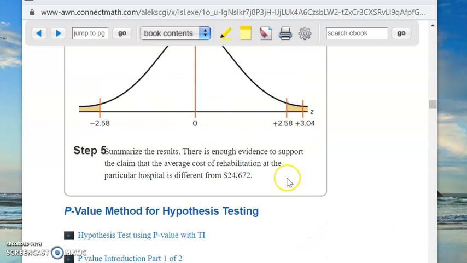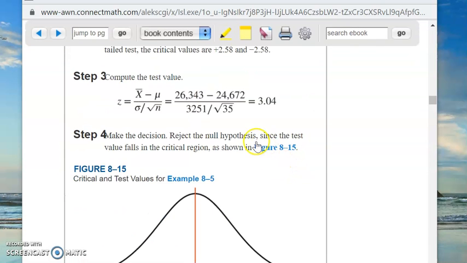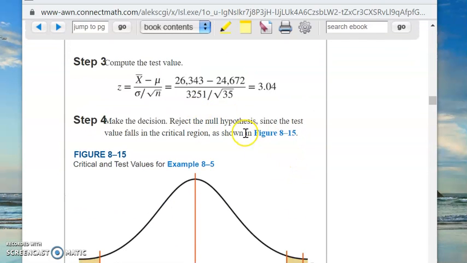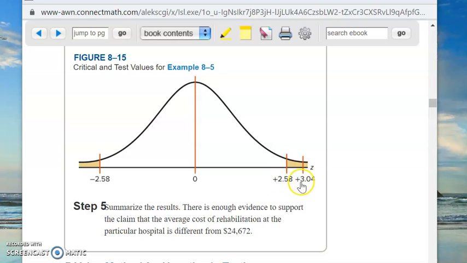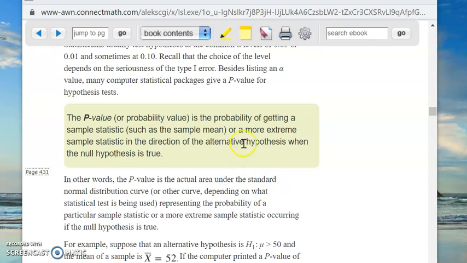I'm sorry, I was off the screen there. So 26,343 corresponds to a z-value of 3.04. What's the probability of getting that or more? That's this area under the curve right here. Okay, so that's what he's talking about here.